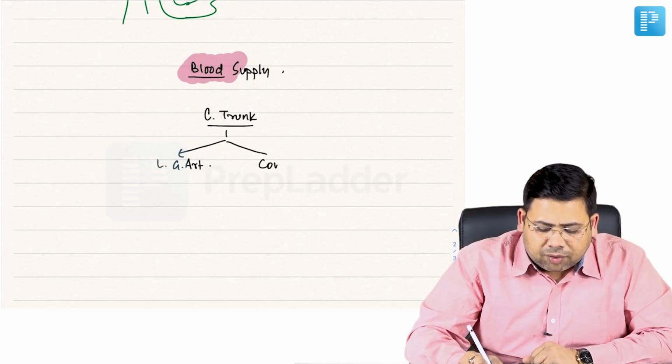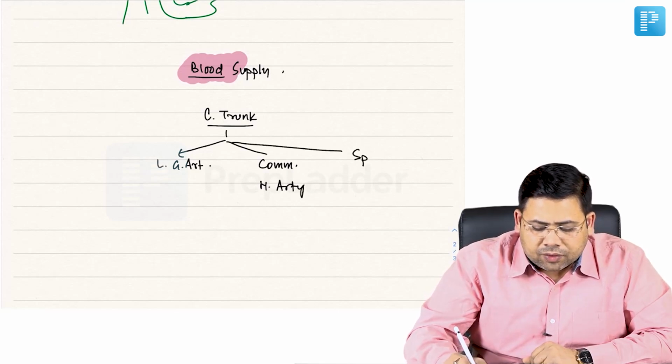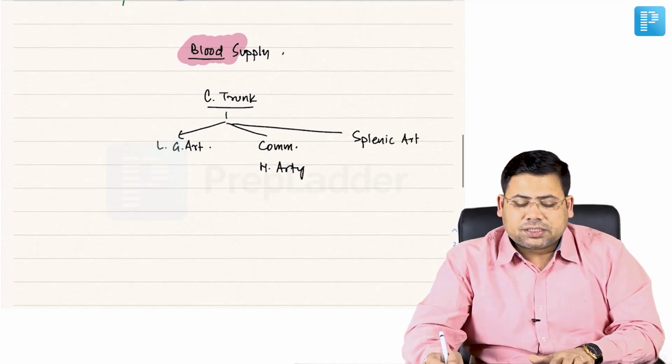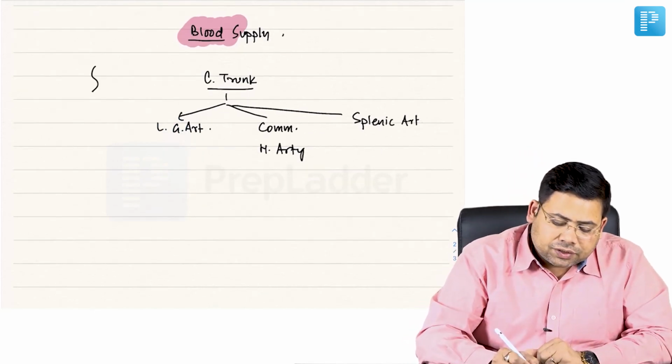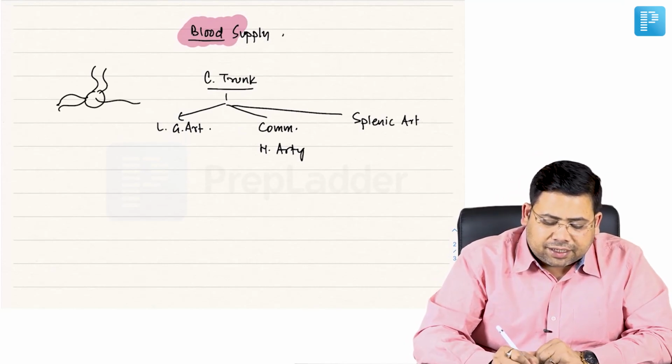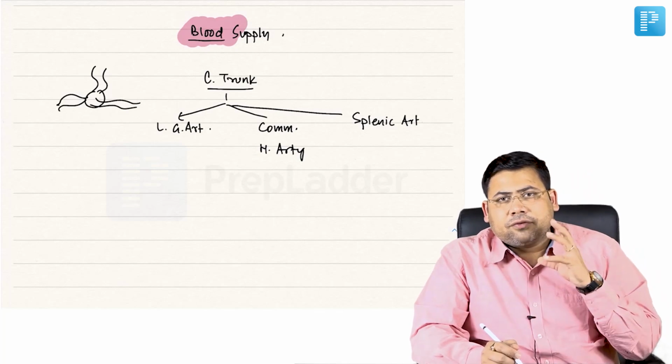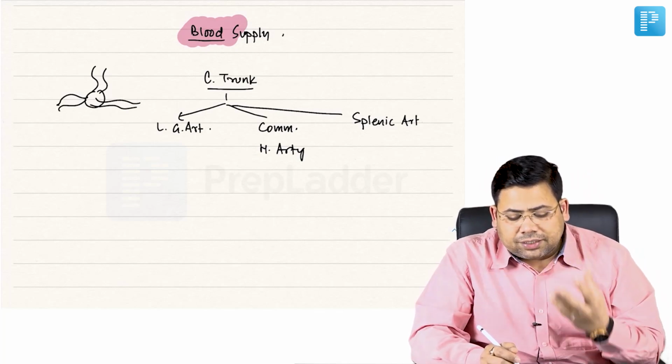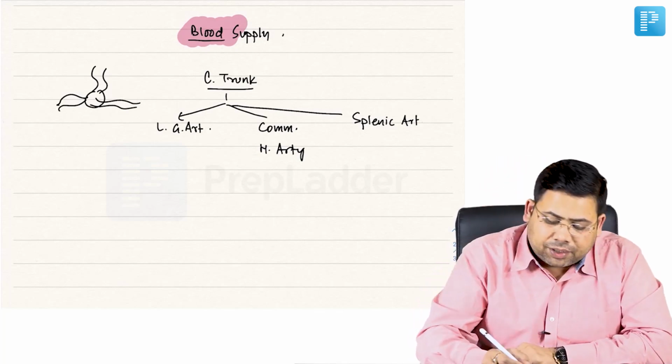Then the common hepatic artery, and then the splenic artery. So these are the three important vessels which come out from the celiac trunk. The celiac trunk is not a vessel itself, it is a Mercedes-Benz like configuration arising from the aorta. So at this level you have three important vessels coming out.